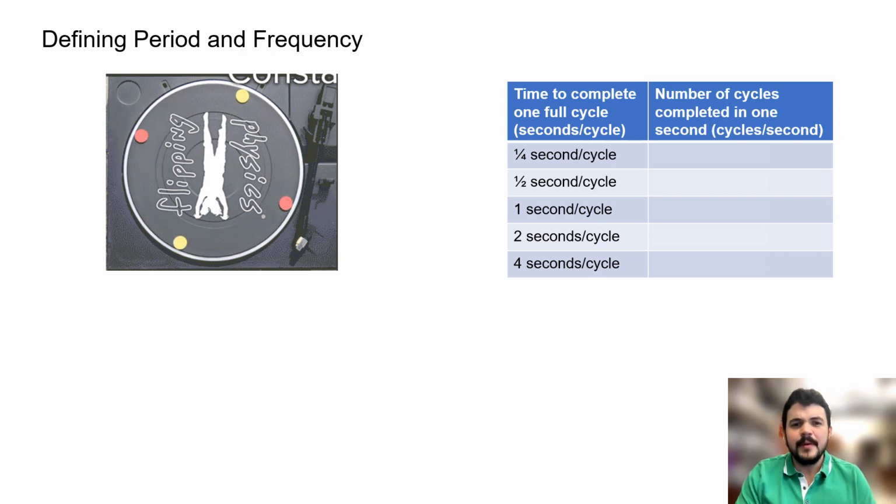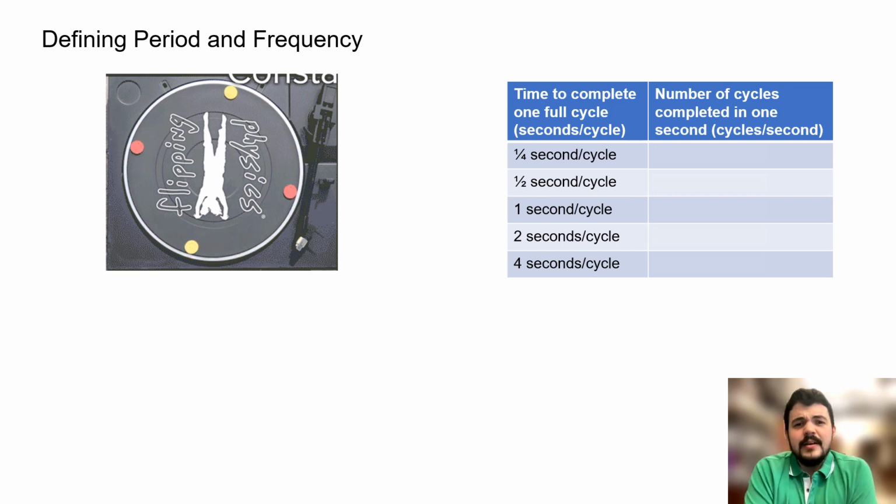So, we're going to start by filling out the table that's at the top right of the screen. In the left column, we can see that it says the time to complete one full cycle in units of seconds per cycle. And it's already filled out: a quarter second for a cycle, a half a second per cycle, 1 second per cycle, 2 seconds per cycle, and 4 seconds per cycle.